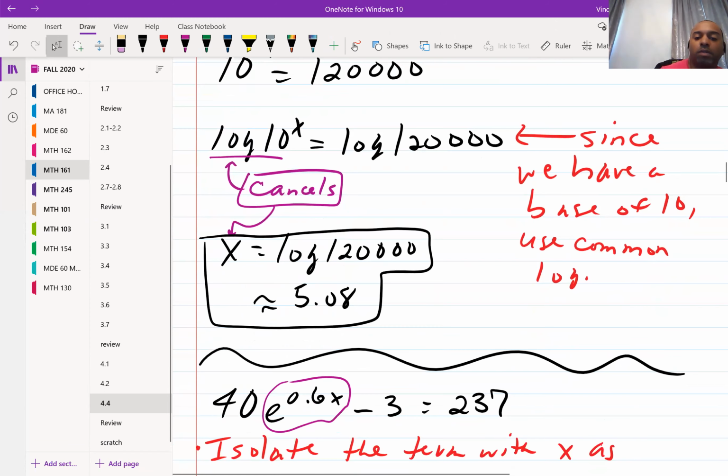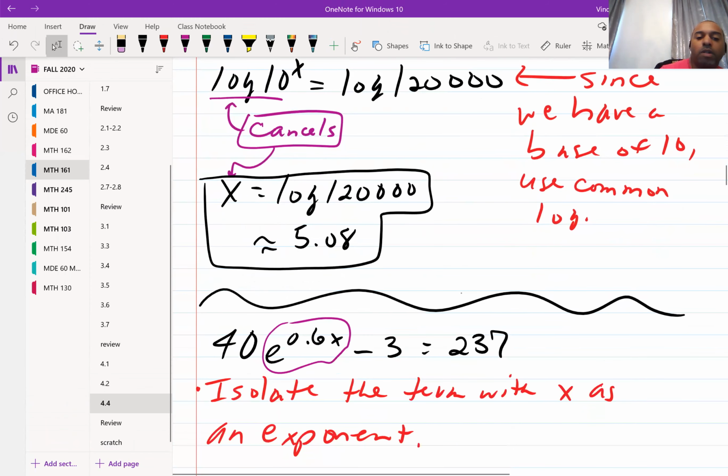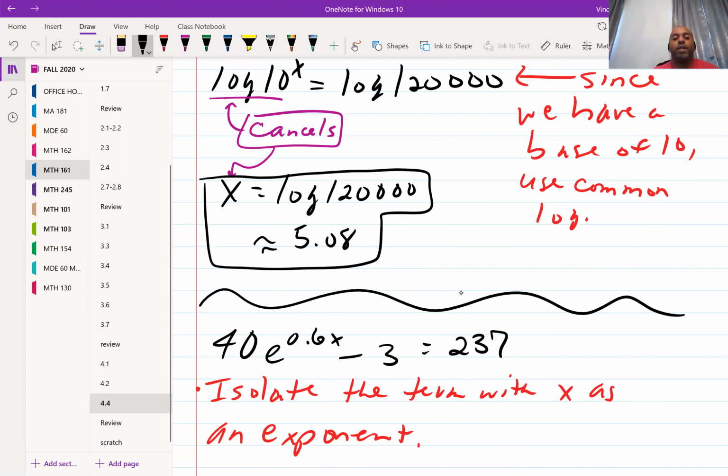All right. Next one, we have 40 e to the 0.6x. So this 0.6x is an exponent. Minus 3. And that's separate from that. So that's 40 e to the 0.6x minus 3 equal to 237.